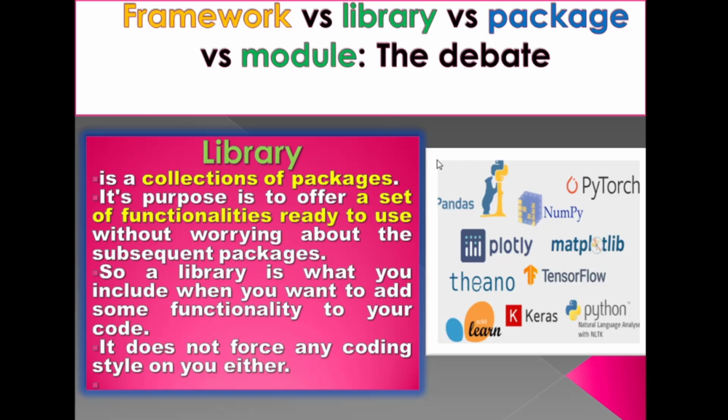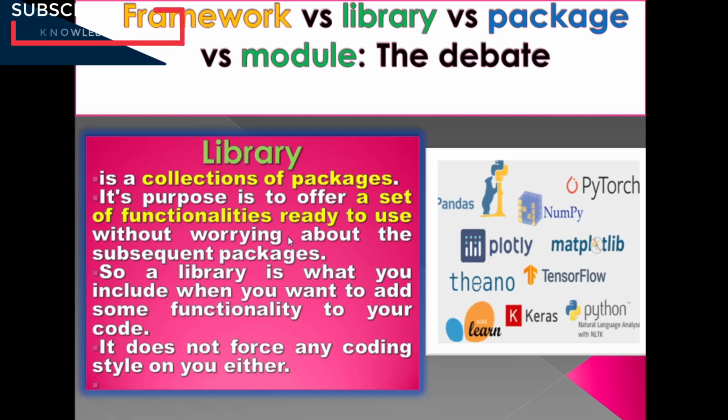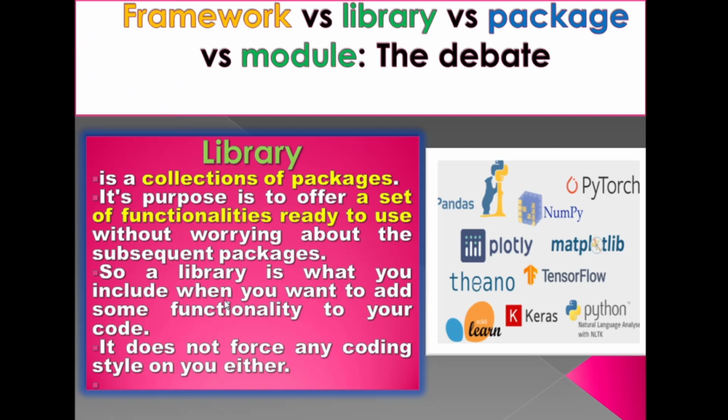So here is an example of a package with sub-packages, and each package is composed of many modules. In Python, you can, for example, use many important libraries, such as pandas, numpy, matplotlib, tensorflow, keras, scikit-learn, and many other important libraries. So what is a library? A library is a collection of packages. Its purpose is to offer a set of functionalities ready to use without worrying about the sub-content packages. So a library is what you include when you want to add some functionality to your code. It does not force any coding style on you either. So in Python, you can download and use many important libraries, for example, in the context of data science, or mathematics, or other contexts.